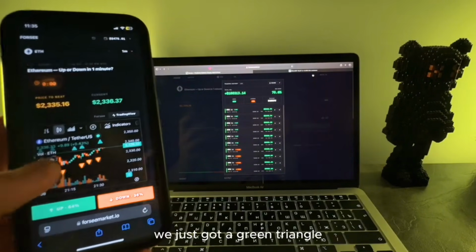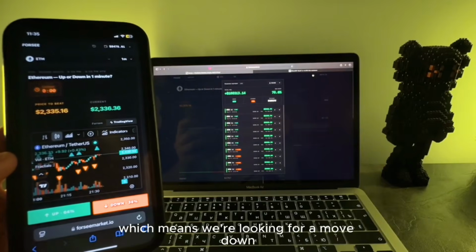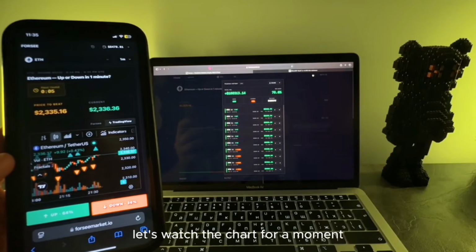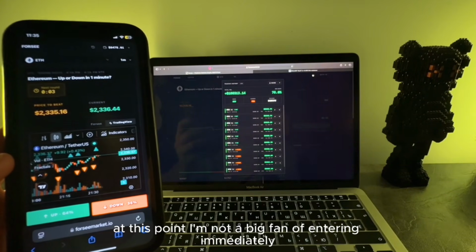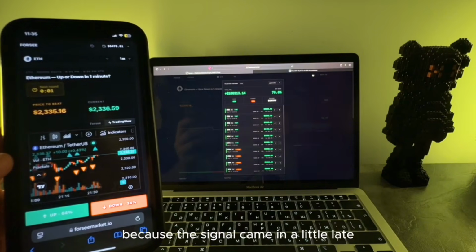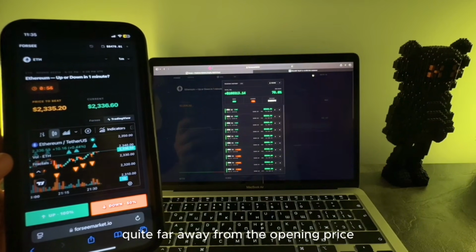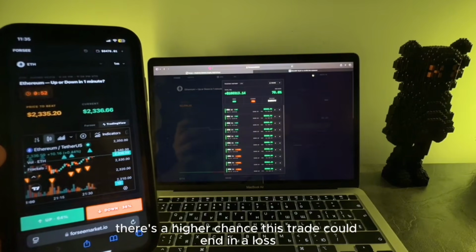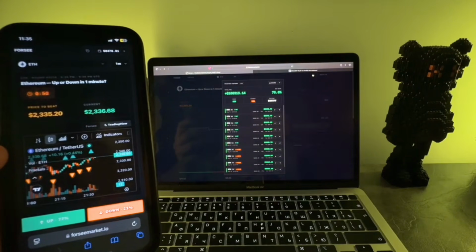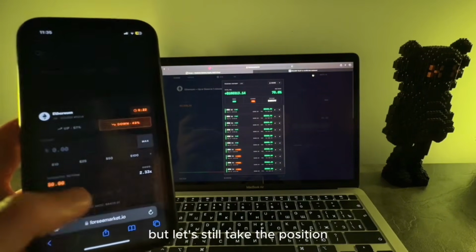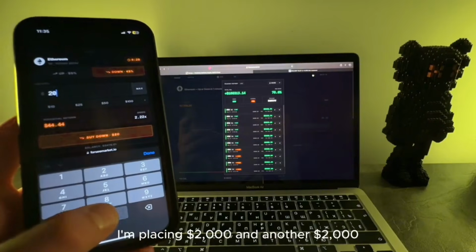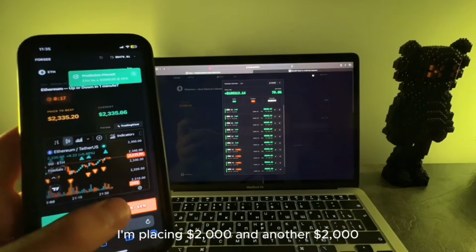We just got a green triangle, which means we're looking for a move down. Let's watch the chart for a moment. At this point, I'm not a big fan of entering immediately because the signal came in a little late. The market has already moved quite far away from the opening price where the round started, so there's a higher chance this trade could end in a loss. But let's still take the position. I'm placing $2,000 and another $2,000.